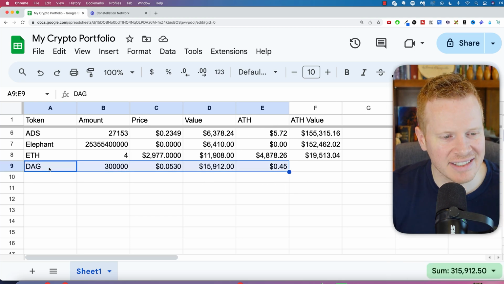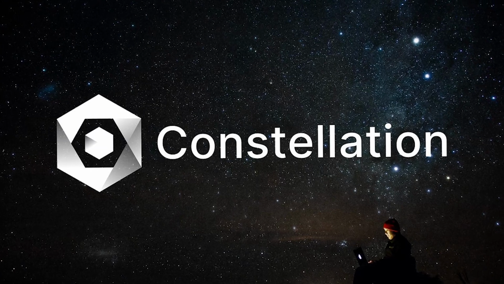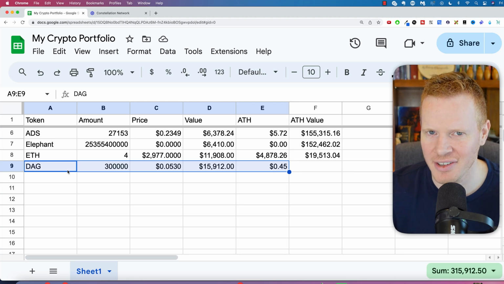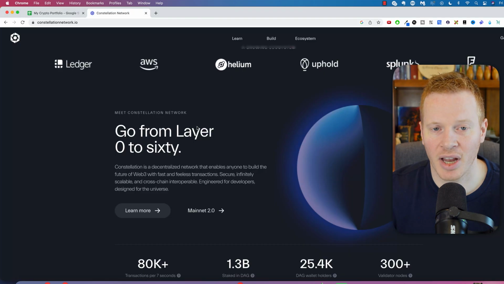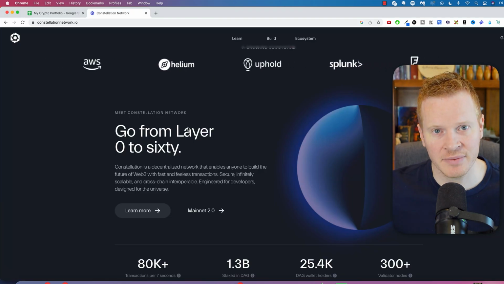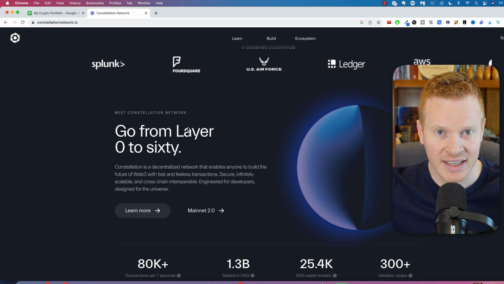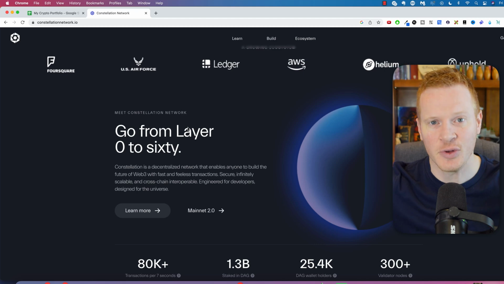Next on the list is Constellation DAG. And I've been a fan of DAG for a long time. DAG stands for Directed Acyclic Graph. Essentially, it's better technology. It's blockchain, but it's faster. And there are no gas fees. So this really opens it up to a lot of real life business use cases.